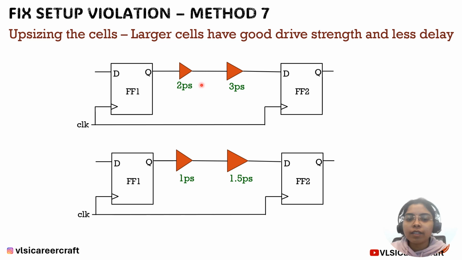So why does delay decrease when the size is increased? When the size of the buffer is increased, it has higher capacitance and it is easy to charge and discharge while transitioning from 0 to 1 or 1 to 0. That is, it has lesser delay and good drive strength. So that is why increasing the size of the logic gates helps in reducing the combinational delay.